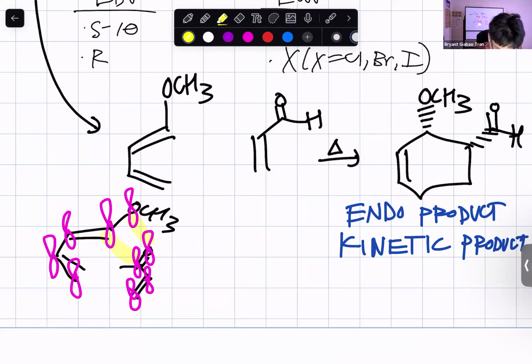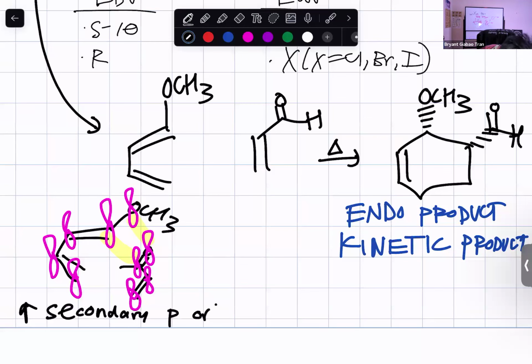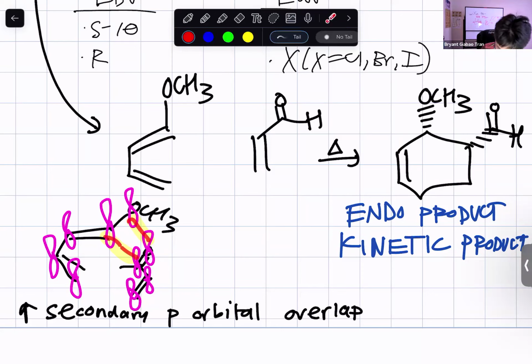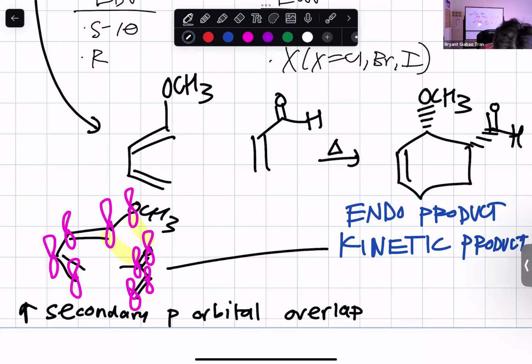This one here will get the most stable intermediate because it increases the secondary p orbital overlap. That's just a lot of words, but what it basically means is more resonance, more conjugation. We see that the p orbitals here are overlapping better, which would increase the stability of the intermediate, which is why that leads to the kinetic product, or the endo product. That's why the endo product is the kinetic product.